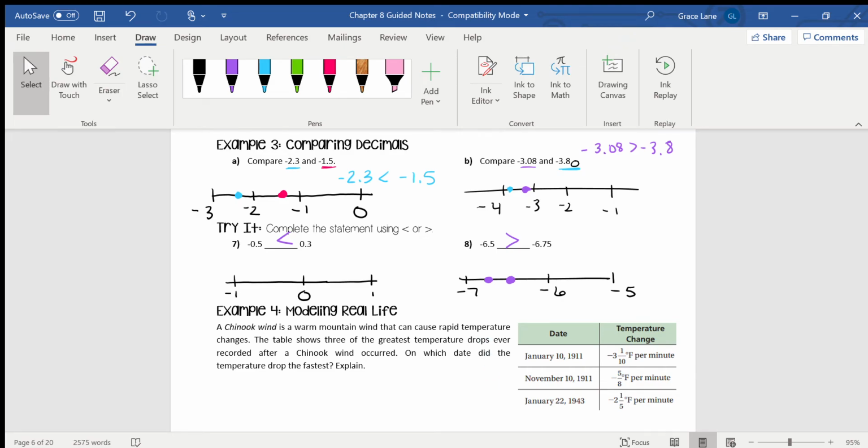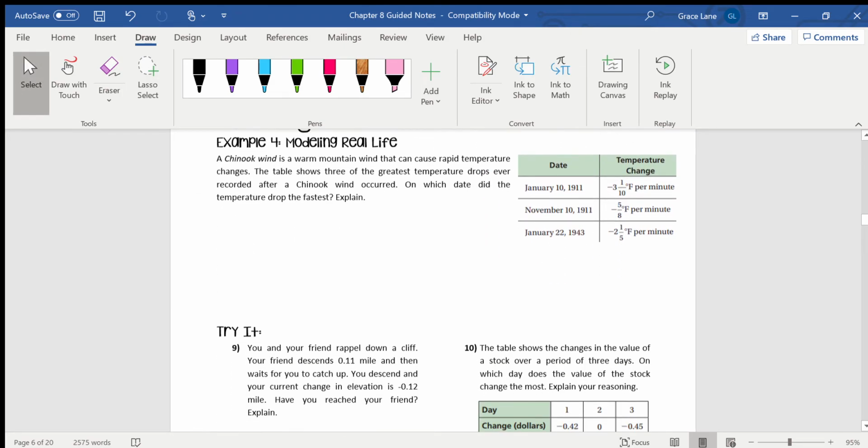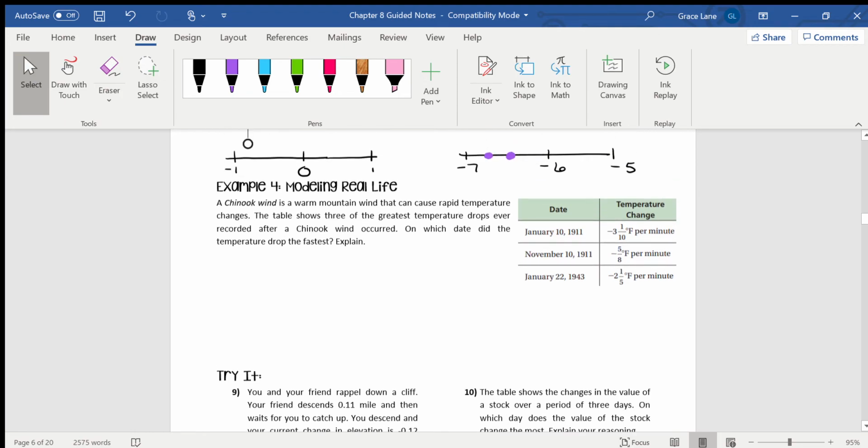Okay, example 4 says a Chinook wind is a warm mountain wind that can cause rapid temperature changes. The table shows 3 of the greatest temperature drops ever recorded. On which day did the temperature drop the fastest? So the numbers in the table, those are telling you the actual change in temperature. It's not like you need to find the change in temperature.